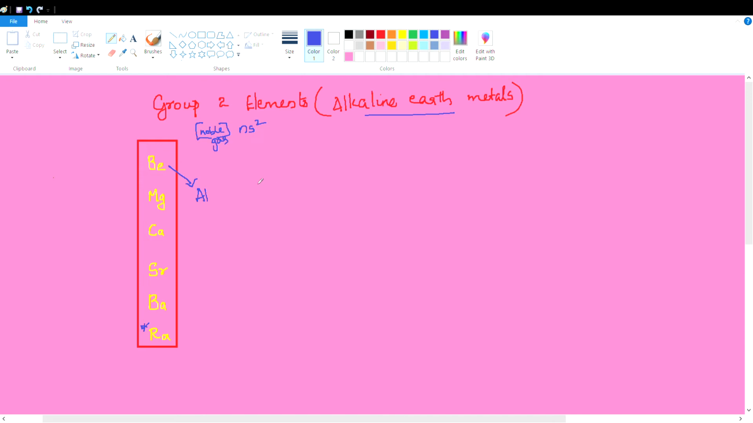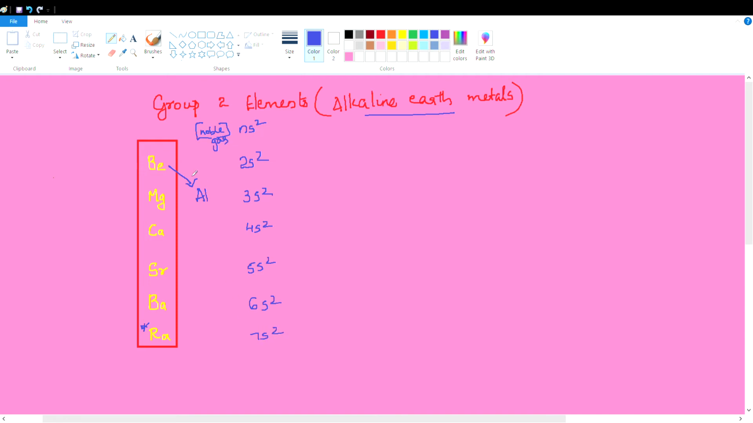If you write the electronic configuration of group 2 elements, beryllium has the electronic configuration, after helium, 2s2. Magnesium, after neon, 3s2. Calcium has, after the noble gas argon, 4s2. Strontium has 5s2 after noble gas krypton. Barium has 6s2 after noble gas xenon. And radium has the configuration of radon followed by 7s2.